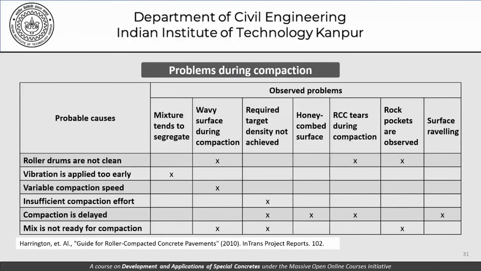This picture or the table outlines some of the problems that are observed during the roller compacted concrete construction and probable causes. The problems could be the mixture tends to segregate, wavy surface due to compaction, required target density not being achieved, honeycombed surface, RCC tears due to compaction, rock pockets are observed, surface raveling, and the possible causes could be roller drums not clean, vibration applied too early, variable compaction speed used, insufficient compaction effort, delayed compaction, mix not ready for compaction, and so on.